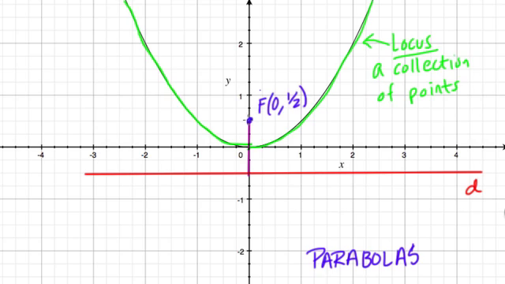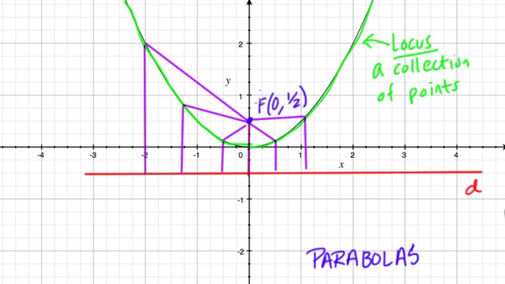So if I draw a line from the focus to some random point here, and then I draw a line down to the directrix, those two distances are equal because they meet at the parabola, these two purple lines. And this is everywhere along the parabola. These distances here are equal, these distances here are equal. And if you keep doing this over and over again, an infinite number of times, what you get is a parabola, that locus of points, that collection of points. So that's the idea behind the focus and directrix.